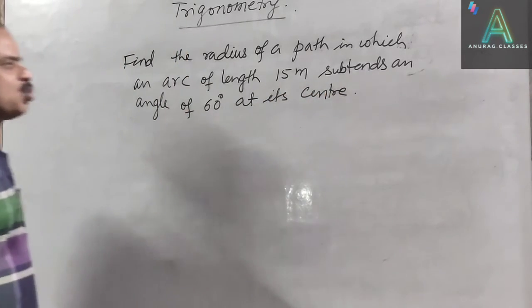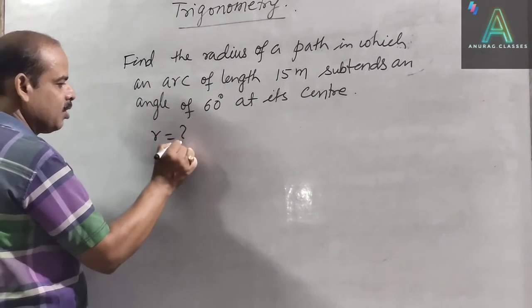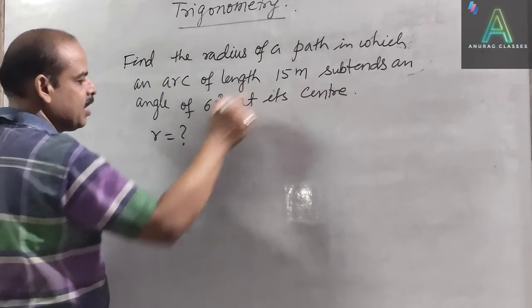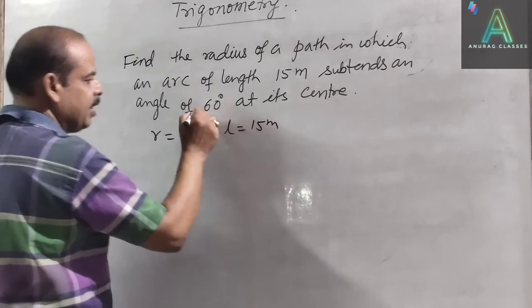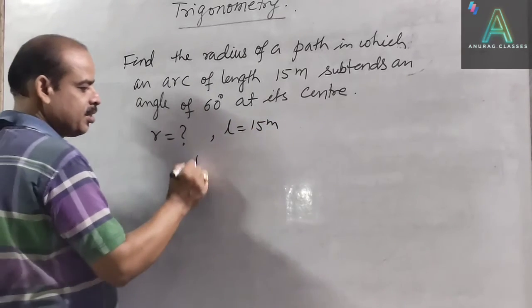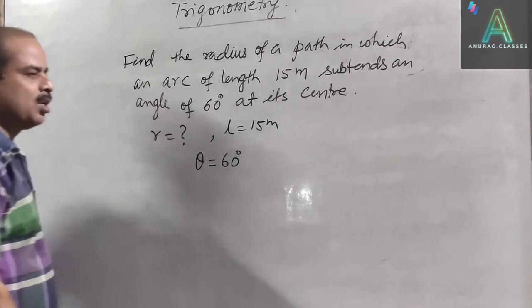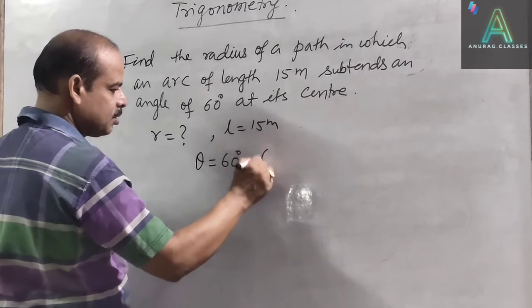So I think you have understood the question. We have to find the radius, means value of r is unknown. Now length of arc is given as 15 meter. So write L is equal to 15 meter, and 60 degree is the angle at the center, means theta is equal to 60 degree. But before using the formula, you have to convert this angle into radian.